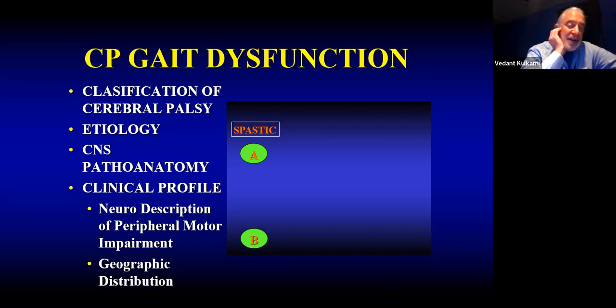A very common classification scheme that we use is called the geographic or topographic classification. This describes which part of the body is affected. So somebody who has only one extremity affected might be a monoplegic. If you have ipsilateral, same side, upper and lower extremity, you would be considered a unilateral or hemiplegic. If you have both lower extremities involved, you would be considered a diplegic. And if you have all of your extremities involved, we call that total body involvement.